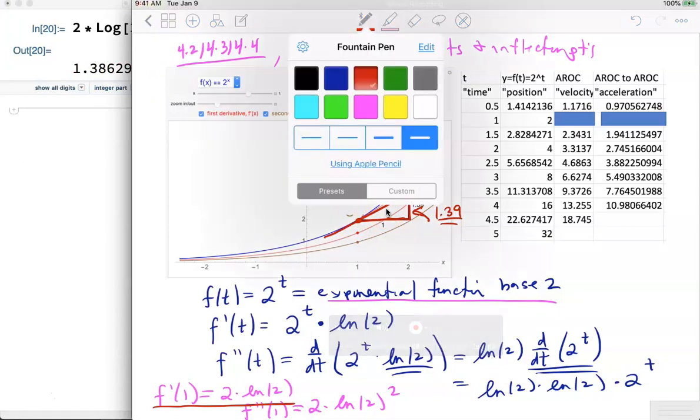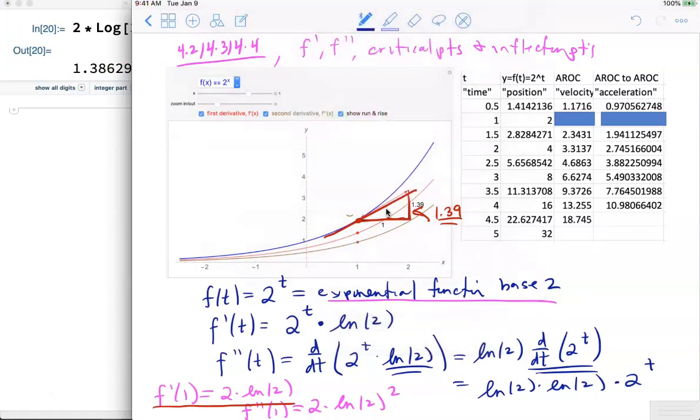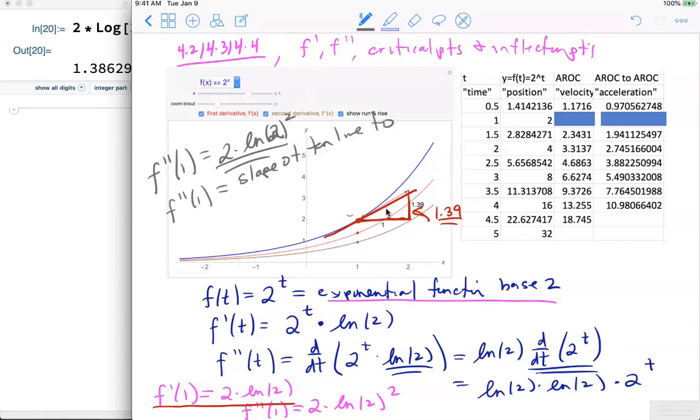The question is, what does the f double prime mean? We have that f double prime at 1 is equal to 2 times the natural logarithm of 2 squared. That is equal to a number. What does it mean graphically? Well, if you're finding a derivative of a derivative, f double prime at 1 is the slope of the tangent line to f prime at a time t equal to 1.